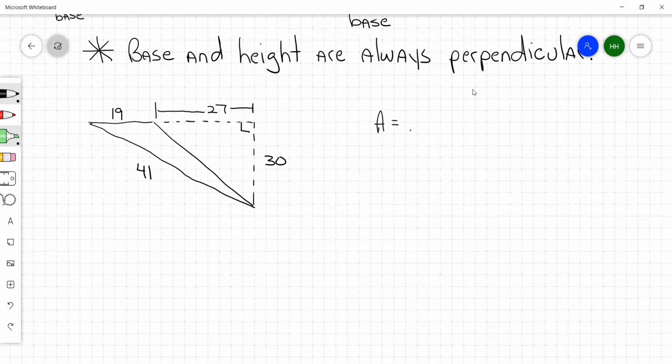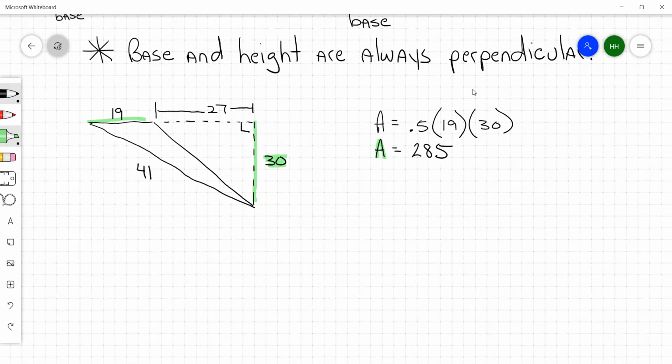Area is equal to 0.5 times the base. What's the base of this triangle here? 19. And what's the height? Does everybody see that the height is 30? Okay. Here's our base. Here's the segment perpendicular to the base. It's way outside of the triangle, but there's your height. So 0.5 times 19 times 30, what's that equal? Anybody? What'd you get? 285.